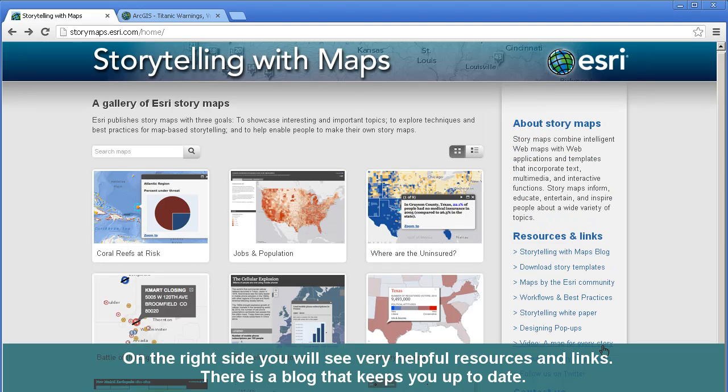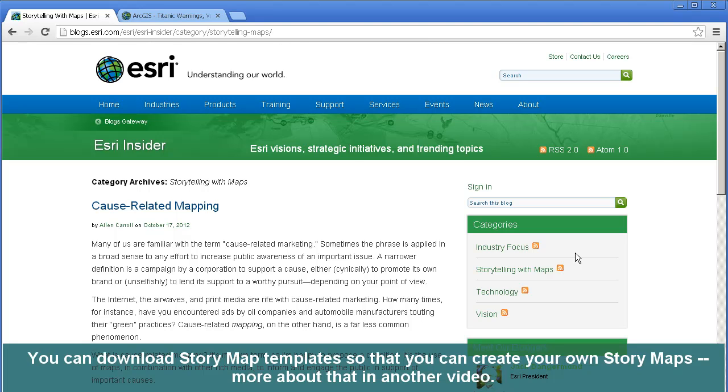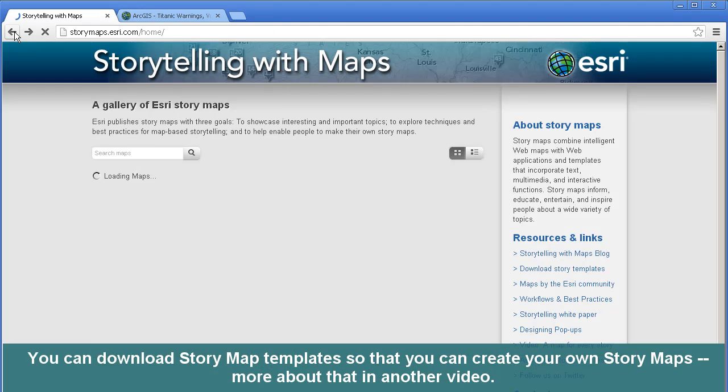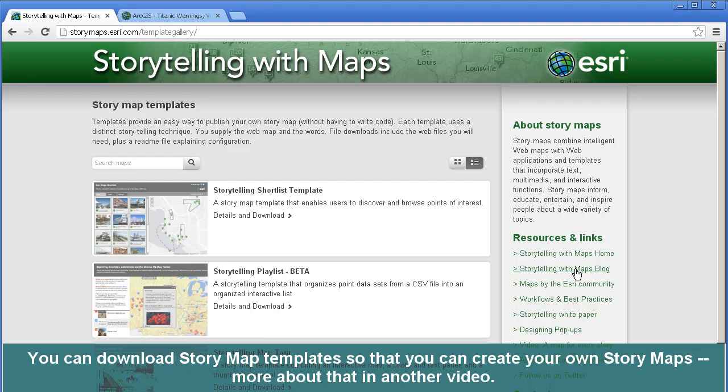On the right side, you will see very helpful resources and links. There is a blog that keeps you up to date. You can also download story map templates so that you can create your own story maps. More about that in another video.